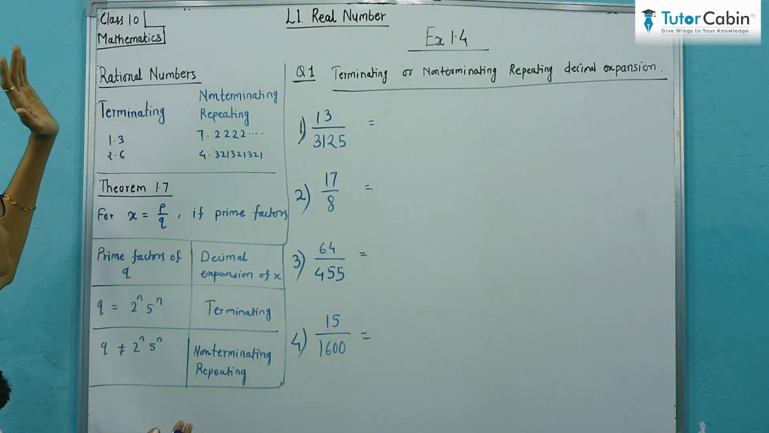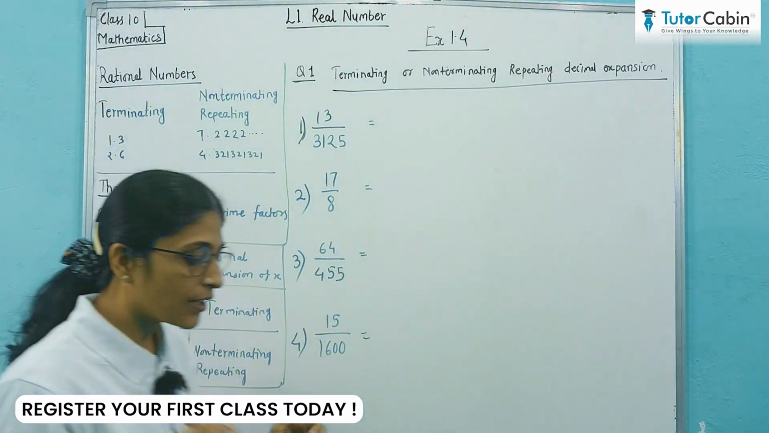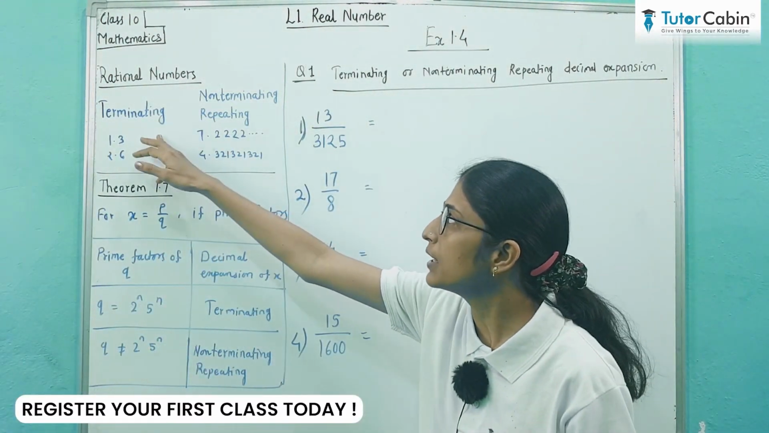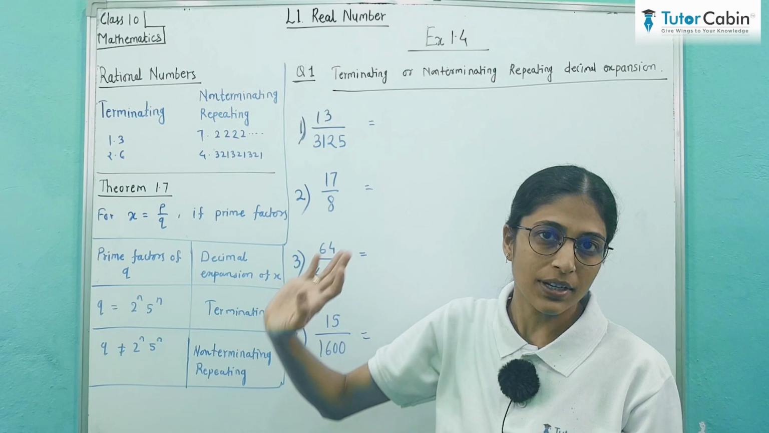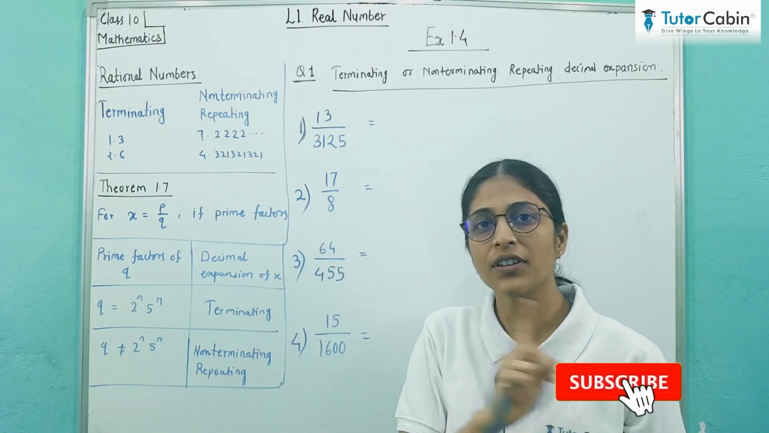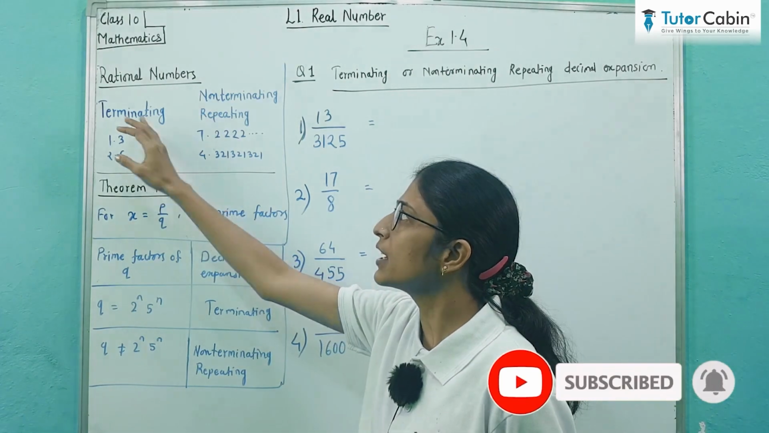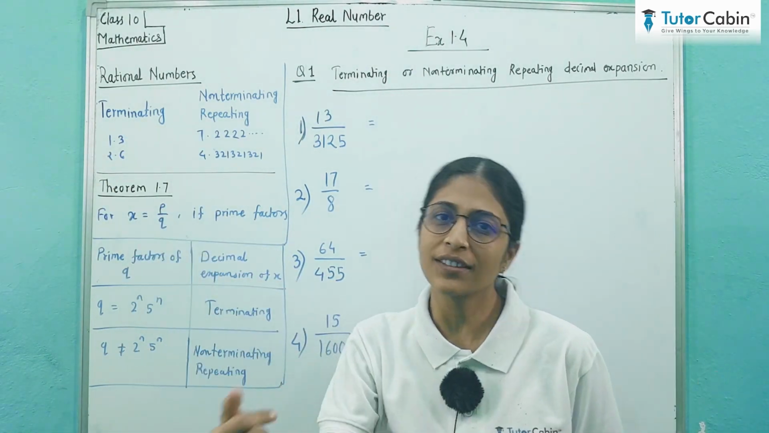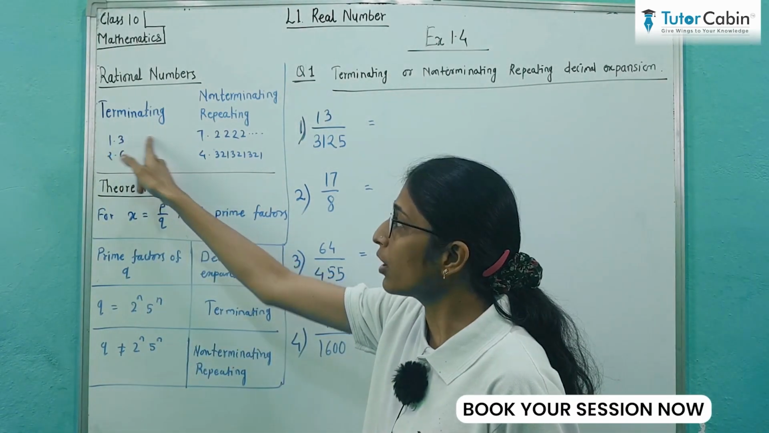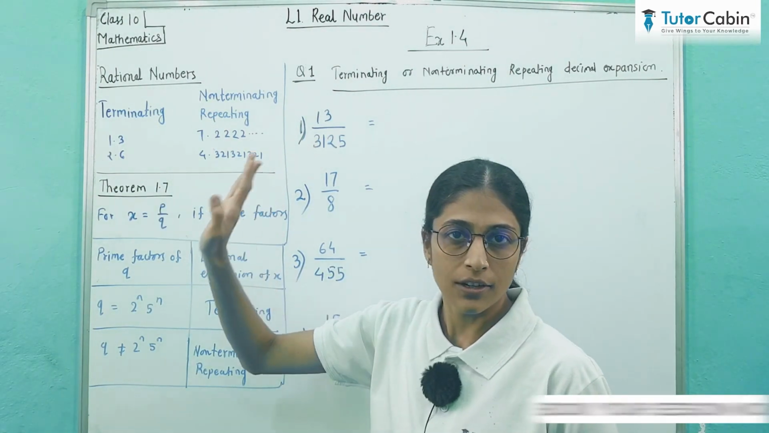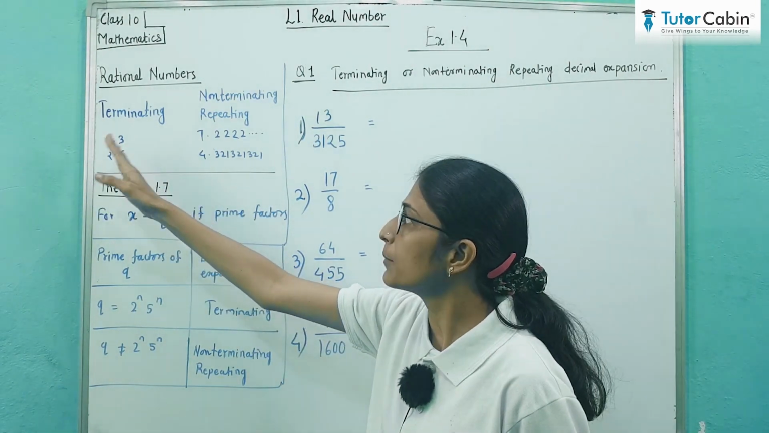Rational numbers. What are rational numbers? Their decimal fraction can be terminating or non-terminating and repeating. We have seen these rational numbers in detail in previous videos. So here just understand what is terminating. 1.2, 1.3, 2.6 are terminating. That is, it does not continue after the decimal point.